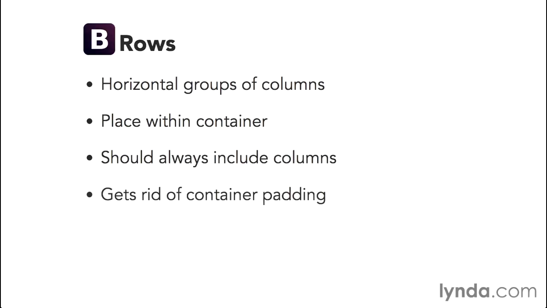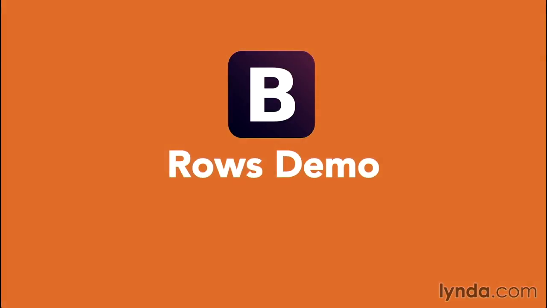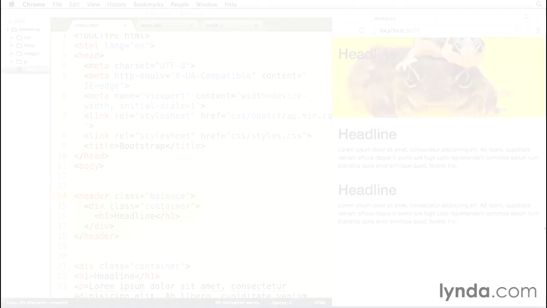Adding a row does get rid of the padding that appears on either side of a container using negative margins. That's because any columns inside a row will need to clear out the normal container padding to align to the grid properly. Now, let's take a look at what it means, although this is something that you would never do in a real layout. I'm going to show you what happens when you add a row class to any container.